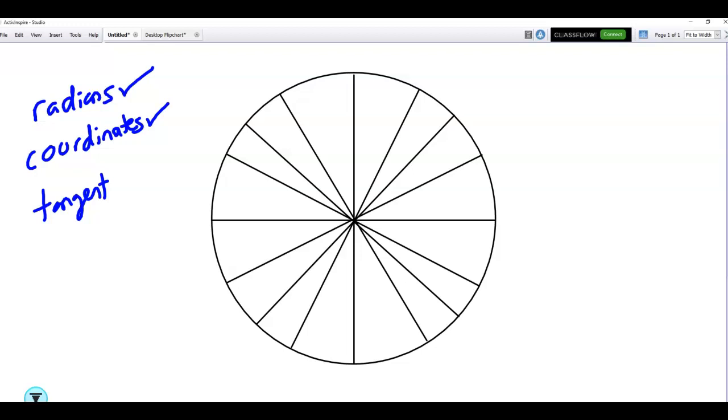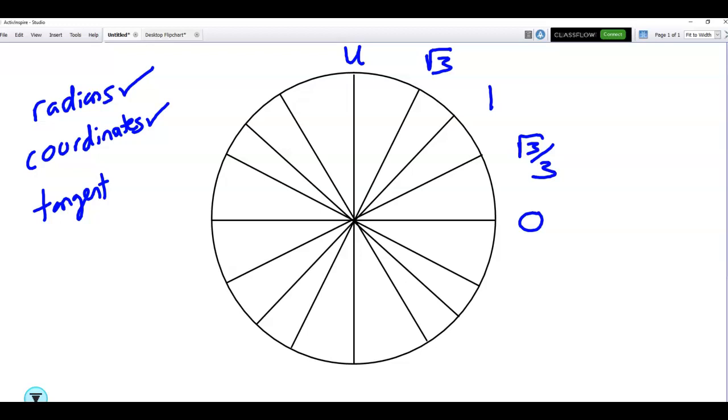Tangent is going to look like this: 0, radical 3 over 3, 1, radical 3, undefined. So once again, we're going to get that first quadrant down. Now, unfortunately, I don't have any great memorization tricks for you on this one. This one, you just kind of have to push yourself through to memorize it. But there's our first quadrant.